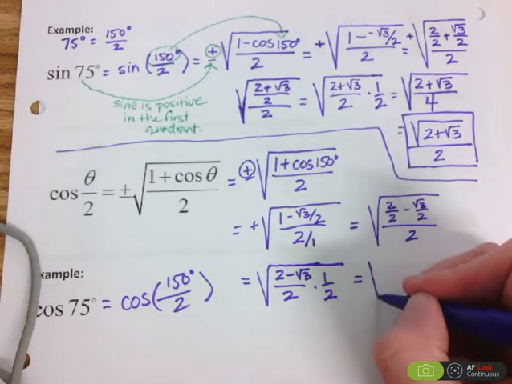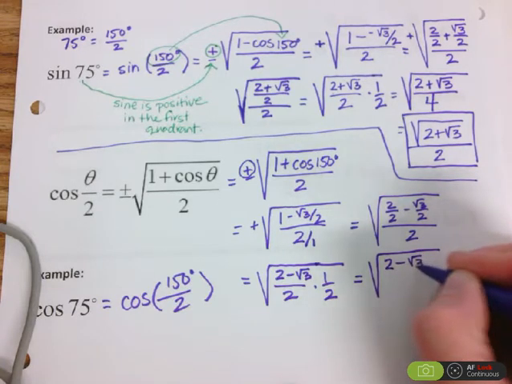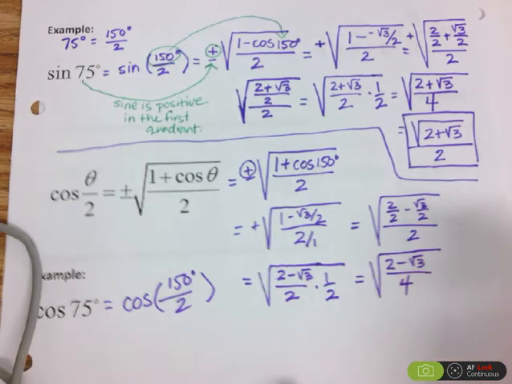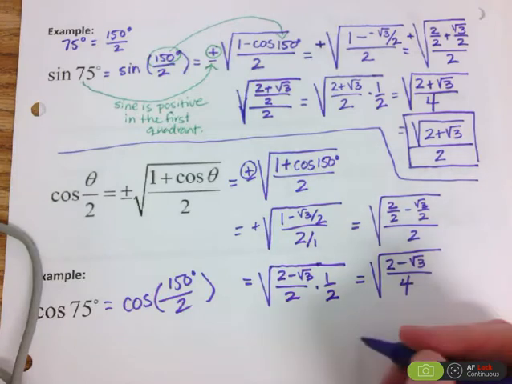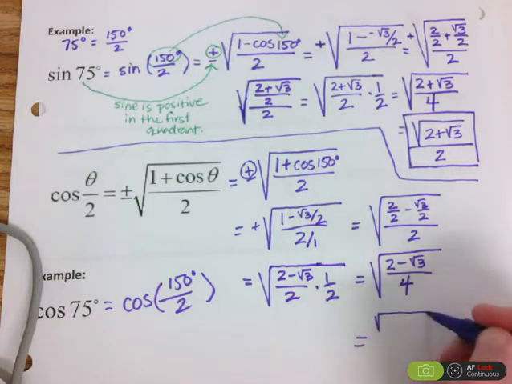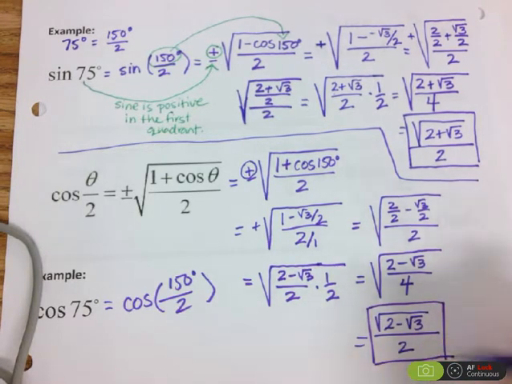All right, so our answer is looking really familiar. Big square root, 2 minus root 3 over 4. And in your final answer, you just want to rationalize your denominator by taking the square root of 4, and you get 2. So 2 minus root 3 over 2. Okay. All right, so you can use half-angle identities to find trig values for angles that aren't on the unit circle.